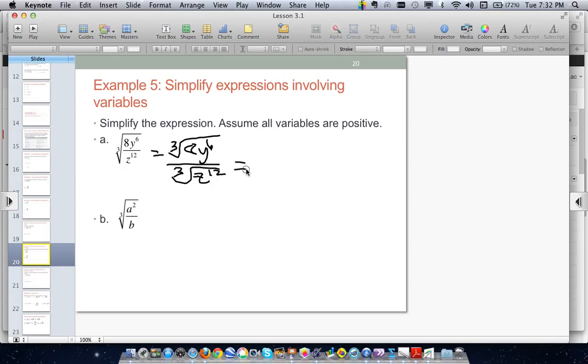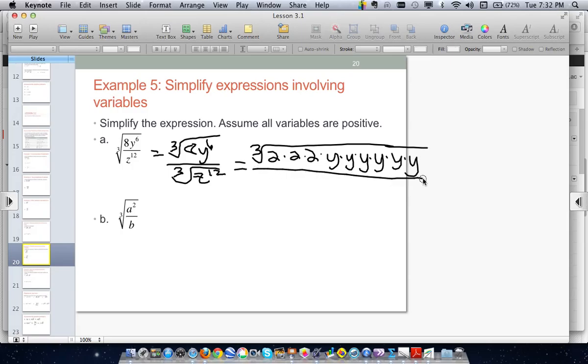Again, using prime factorization, I can go ahead and simplify everything. 8 is 2 times 2 times 2, and y to the 6th, of course, is y times y times y times y times y times y. We want cube roots, and so we're looking for 3's. So we have 3 2's there, 3 y's here, and 3 y's here. So we can bring those out, so we have 2 times y, which gives us 2y squared.